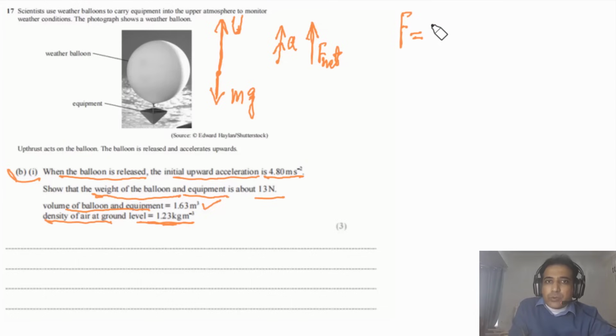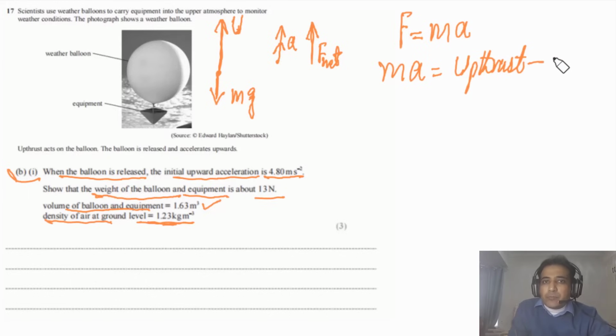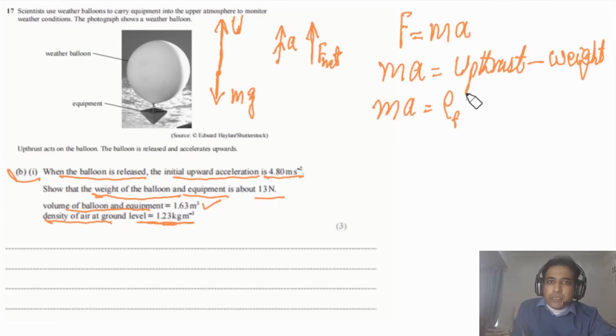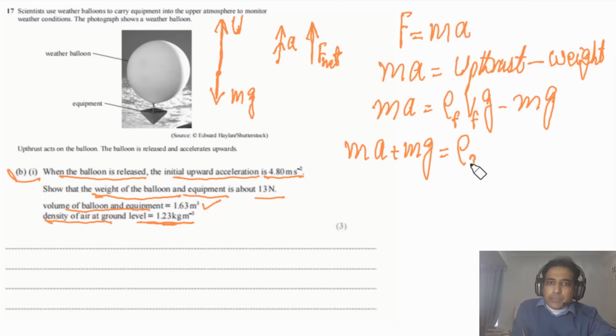F net is equal to ma. So we can say ma has to be equal to the upthrust minus weight. So this is the net force, and we can write ma equals density of the fluid times volume of fluid displaced times g, minus mg. So we can rearrange this one. We can write ma plus mg, and this will be equal to density of fluid times volume of fluid displaced times g.